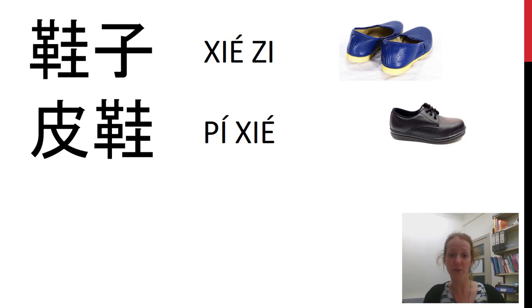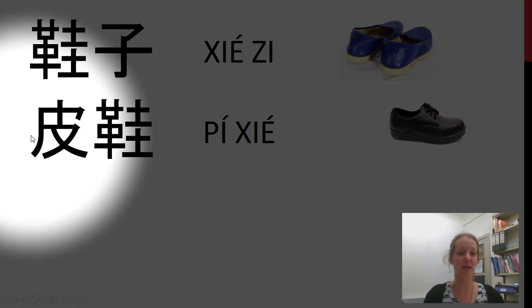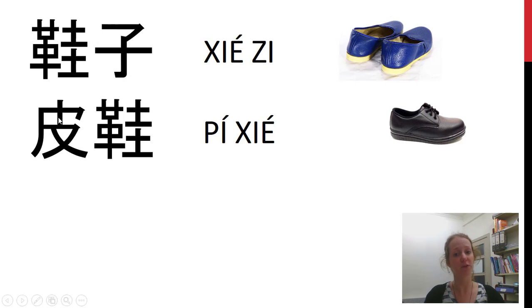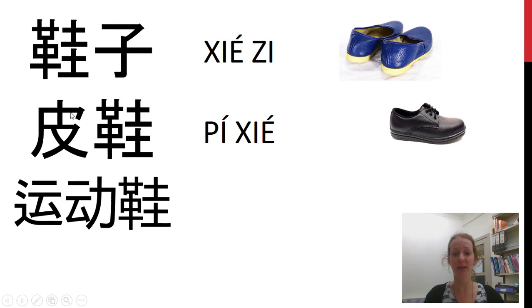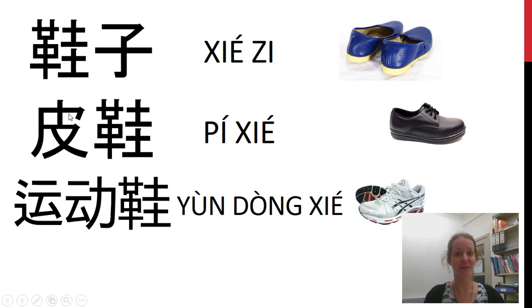This one, different type of shoe, is a 皮鞋. 皮鞋. 皮 means skin or leather. So 皮鞋 is a leather shoe. And 运动鞋. Sports shoes. 运动鞋.